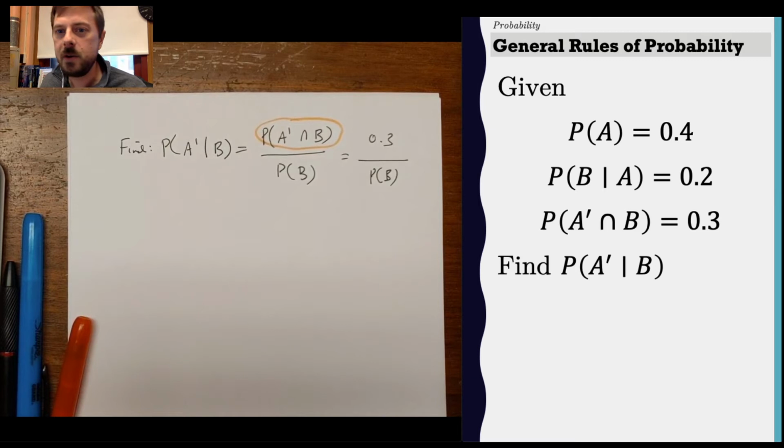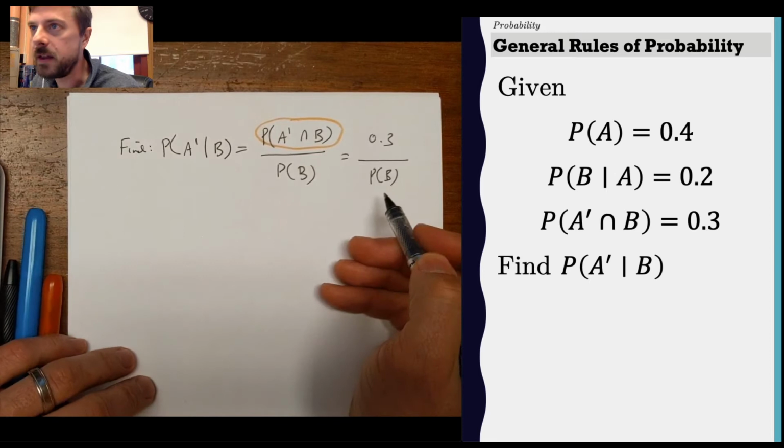Now, if I knew that these two events were independent, then I would say, since the probability of B given A is 0.2, that should be the same thing as the probability of B. But I don't know anything about independence here, so let's figure it out. Our goal is to find the probability of B.